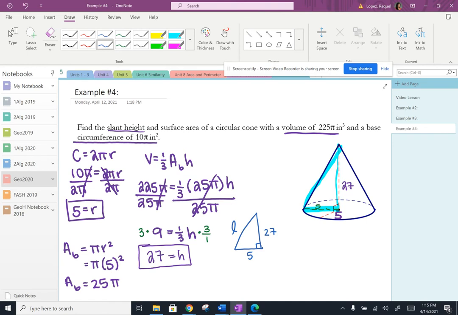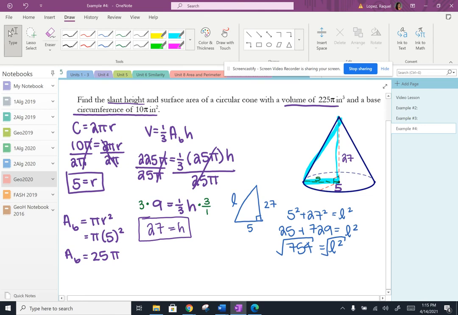So I end up with 5 squared plus 27 squared equals slant height squared, which is 25 plus 729 equals slant height squared. When I add those two terms together, I get 754 equals my slant height squared. Take the square root of both sides, and I end up with 27.4, or let's round up to 27.5. So 27.5 is our slant height.